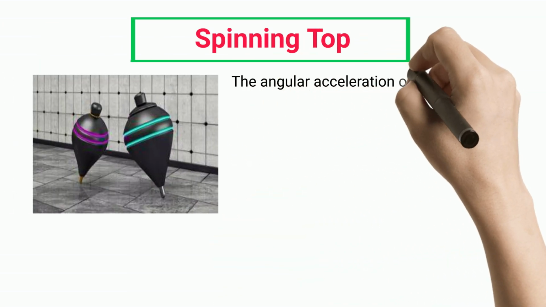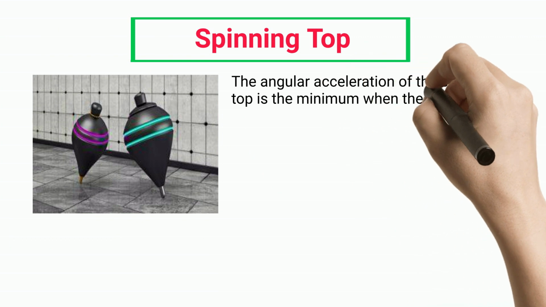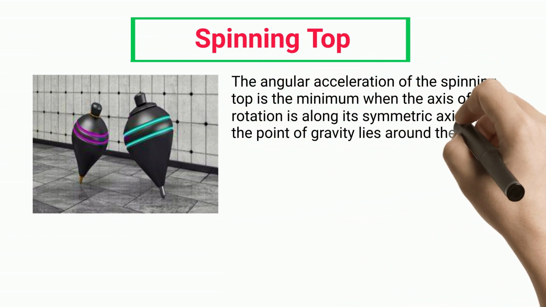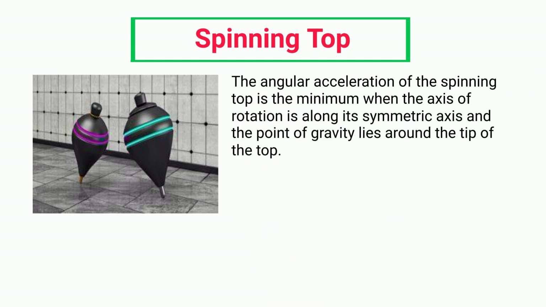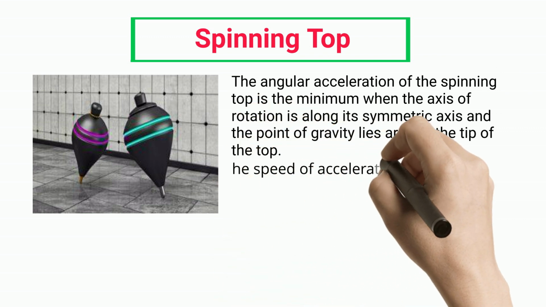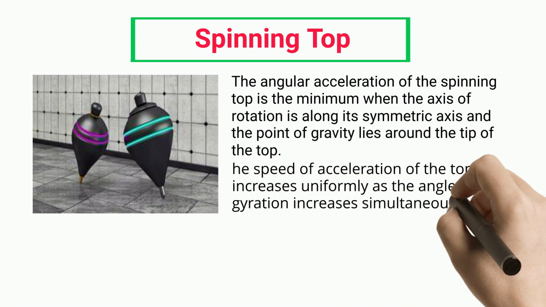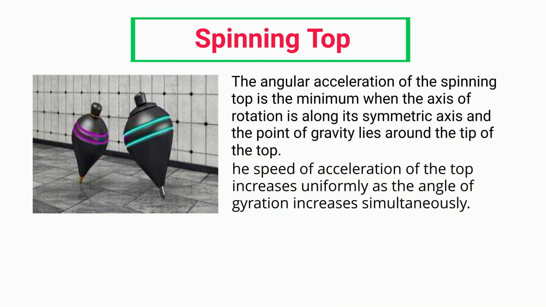Spinning top. The angular acceleration of the spinning top is the minimum when the axis of rotation is along its symmetric axis and the point of gravity lies around the tip of the top. The speed of acceleration of the top increases uniformly as the angle of gyration increases simultaneously.